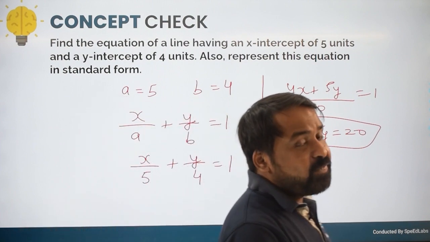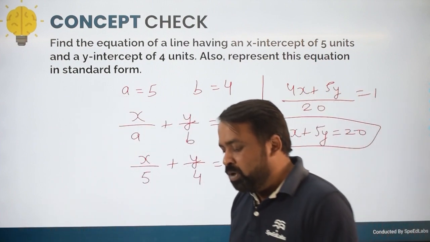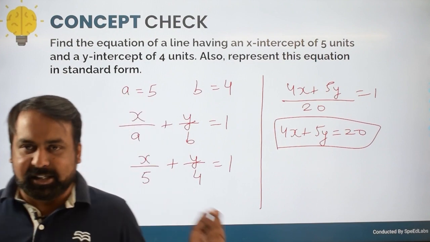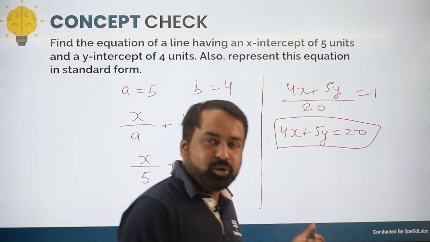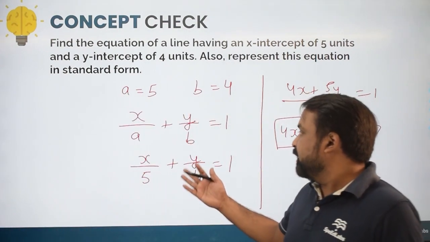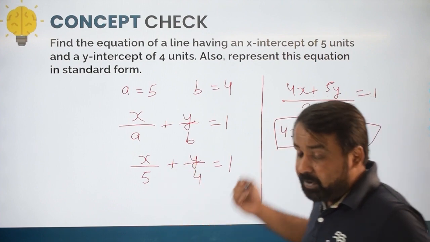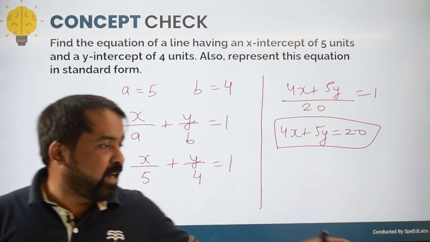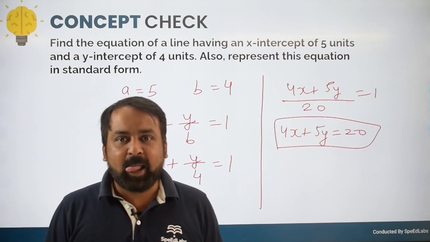Right, so like this, if the x-intercept and y-intercept are given to you, then you can directly put the values in the intercept form, x upon a plus y upon b equals 1, and after simplifying it you will definitely get the equation of the line.